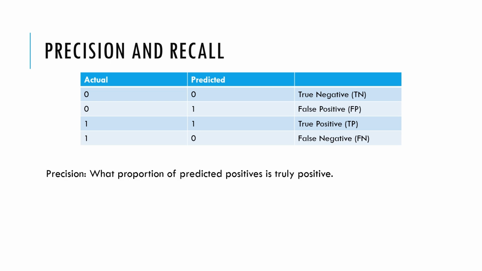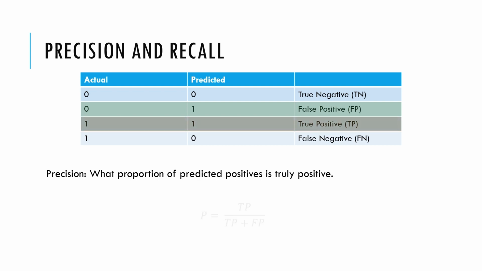Precision is what proportion of predicted positives is truly positive. We can see from the table that true positives and false positives are the ones that are predicted positives. Therefore, for precision, true positive and false positive will be in the denominator. Now, out of these two, only the true positive is truly positive. Therefore, we can write precision as true positive divided by true positive plus false positive.